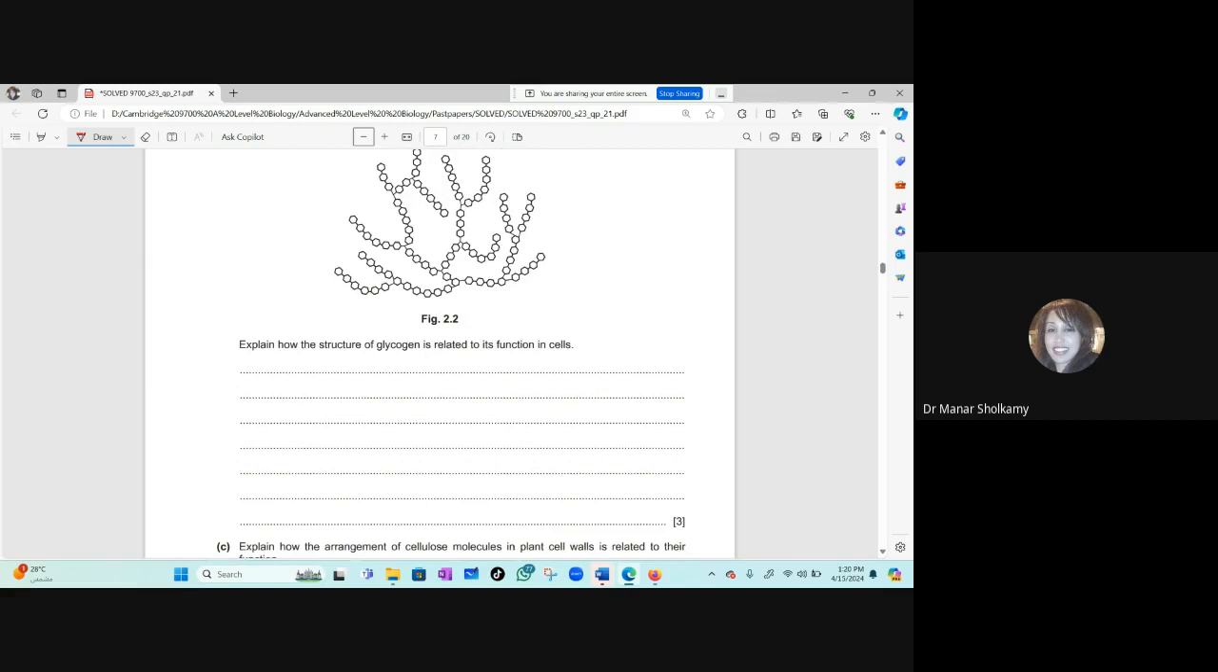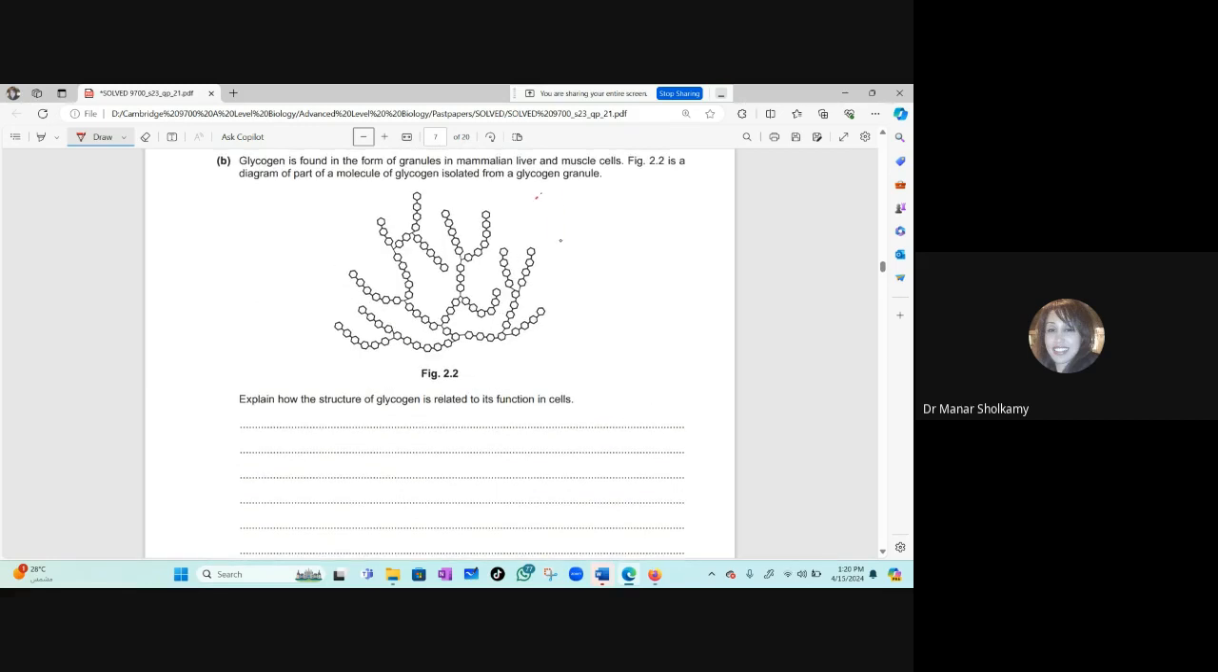Now, explain how the structure of glycogen is related to its function inside cells. So you know that the glycogen is branched and it looks like this, and this helps it in its function. What is the function of glycogen and how does this structure help it in its function?